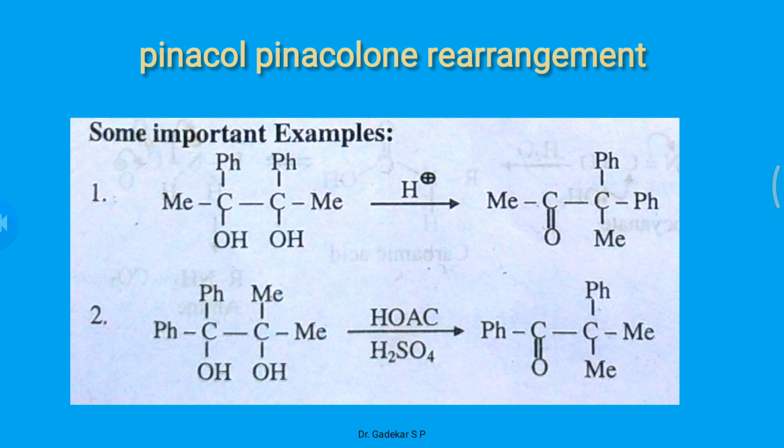Okay, so first example, methyl or phenyl. Phenyl has more migratory aptitude. That's why phenyl migrates to form, say, a ketone.